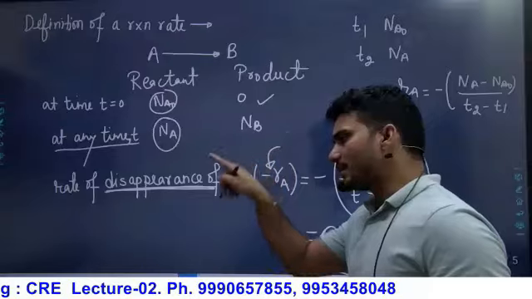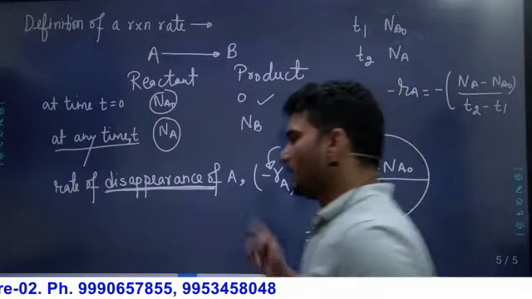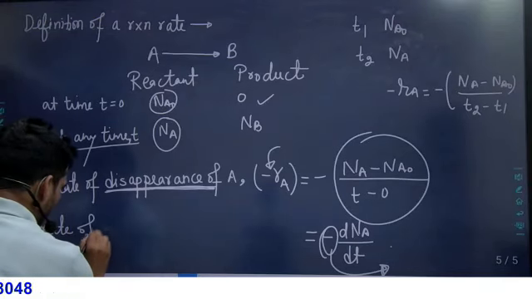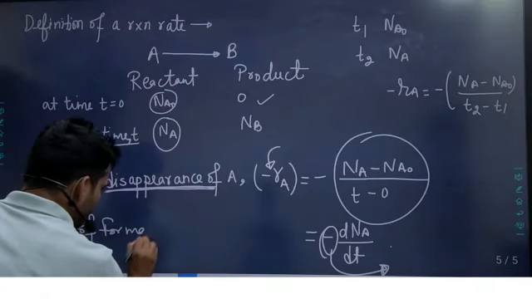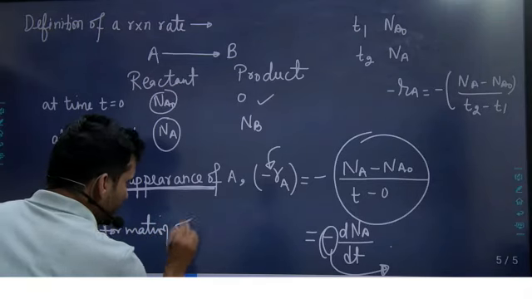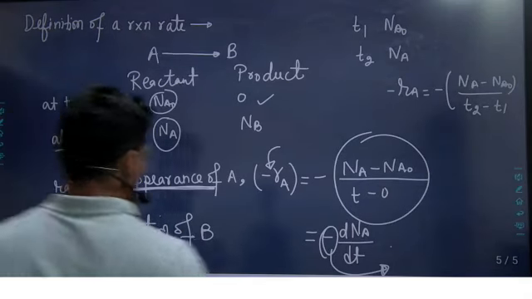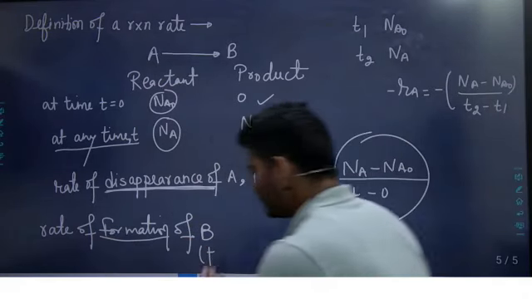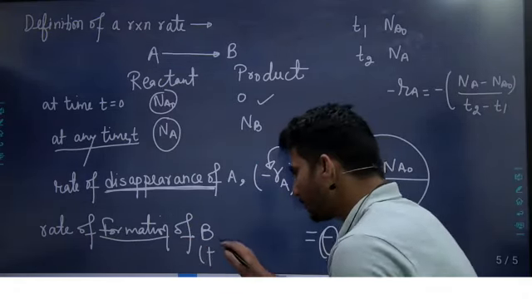A stands for the reactant, so I will use the negative sign. For the rate of formation of product, the rate of formation of B, that is the product, I will use plus, because that is the formation. This sign will not be used in the mathematical calculation.